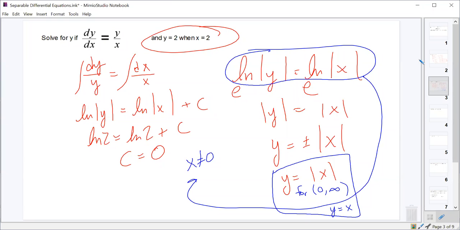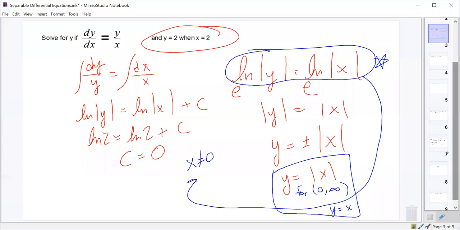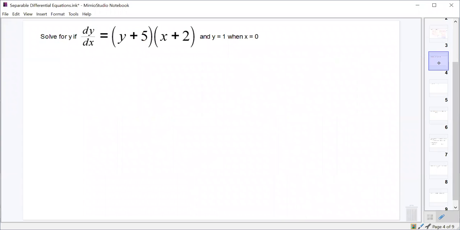So make sure that there are no discontinuities from any piece after you've integrated. Everyone's all good there? All right, we'll do 2 more, I think.